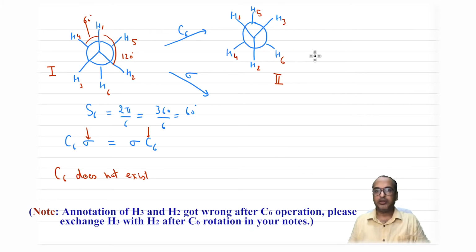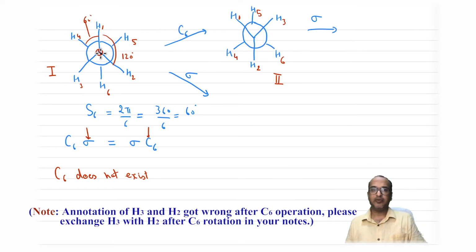Now let's do sigma. So sigma has to be perpendicular to this C6 axis. So where is our C6 axis? The C6 axis is actually passing through the two carbons. I'm drawing it perpendicular to the plane of the board, like a circle with a dot inside. So this is my C6 axis. This particular plane has to be perpendicular to the C6 axis, which means that sigma is the plane of the board.